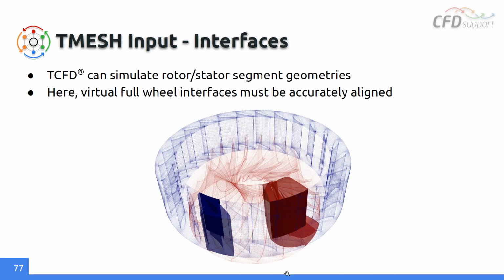So you can also prepare the input geometry in the CAD in the segment format. So you just simulate one segment of the guide vanes and one segment of the impeller. In these periodic cases, the interface of each segment does not necessarily have to be accurately aligned. But if you imagine the virtual full wheel interface, this full wheel interface has to match perfectly. So it doesn't matter the relative position of the segment, but if you create a virtual interface for the full wheel, it must match perfectly for the neighboring components.